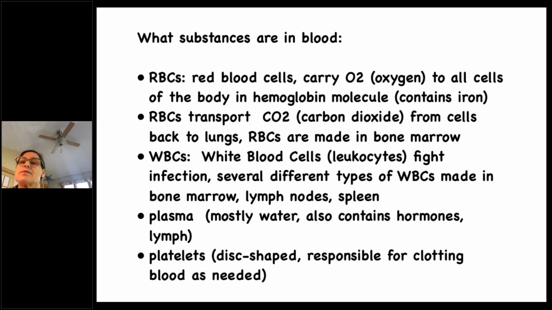White blood cells, another name is leukocytes. Their big job is to fight infection, and there are several different types of white blood cells, and they're made in several places: the bone marrow, lymph nodes, and the spleen. Now, the liquid part of the blood is the plasma. It's mostly water. It also contains hormones and lymph.